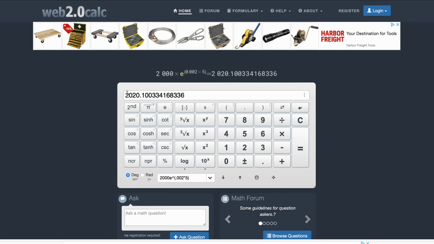This is a free online calculator. If you have a handheld you like, you're more than welcome to use it. But I just really like the way it shows me at the top in the math notation what I'm doing, so I can make sure that that looks like my formula on paper.